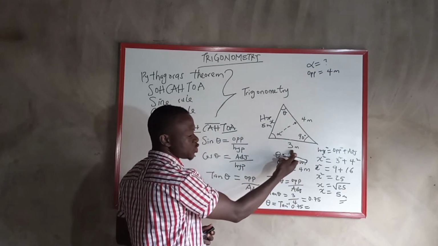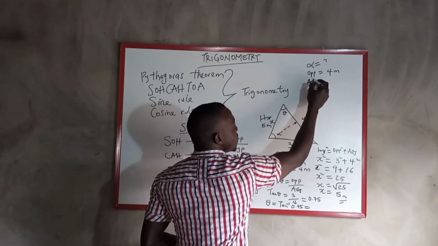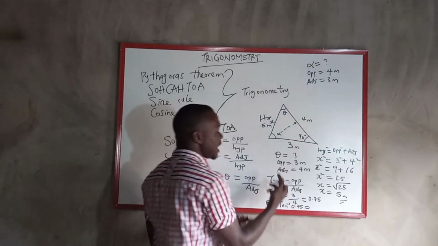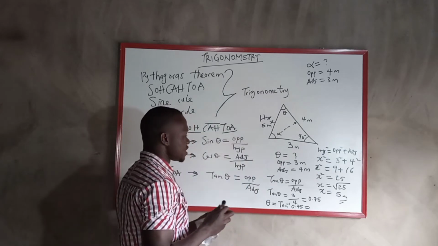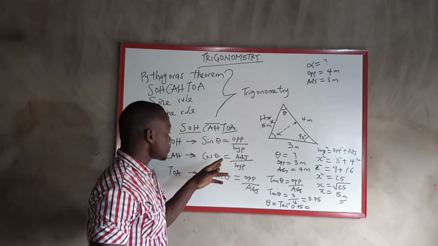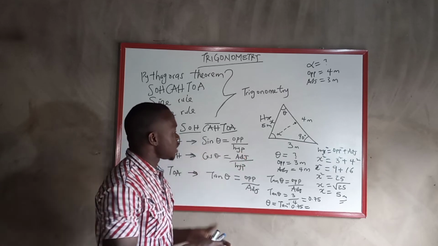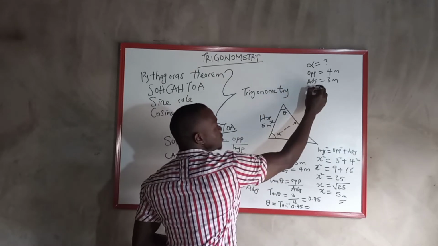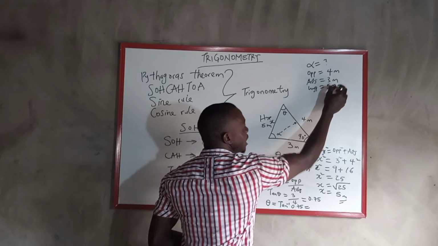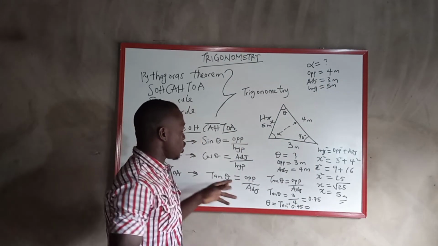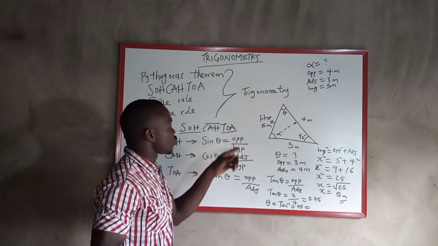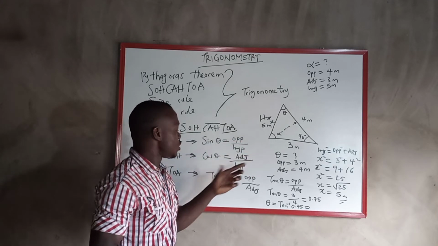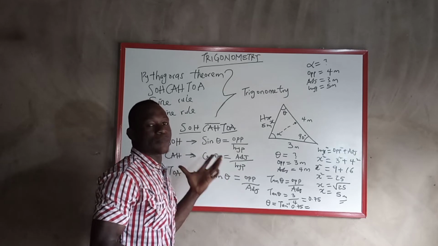Now the other side is what? 3, which is adjacent. Adjacent is equal to 3 meters. You see, as the angle changes, the opposite and adjacent change, but the hypotenuse remains the same. Now, since we know our hypotenuse as 5 meters, we can decide not to apply tan, opposite over adjacent. No, we can decide to apply sine, since we have opposite and hypotenuse, or cos, since we have adjacent and hypotenuse. We can apply any of them.